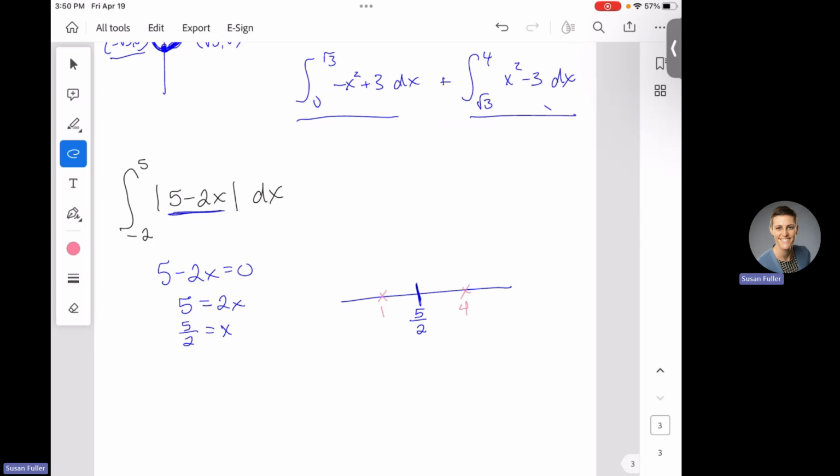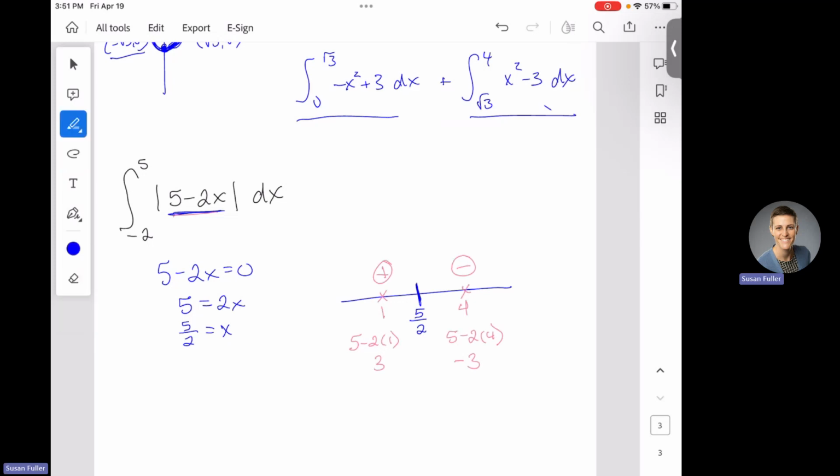All right, so I'm going to plug these into 5 minus 2x to see whether that's positive or negative on either side. So if I plug 1 in, I get 5 minus 2 times 1. That's 5 minus 2, which is 3. We're positive over here. That's where my y values are positive. We're above the x-axis. And if x equals 4, I get 5 minus 2 times 4. 5 minus 8, that's negative 3. And that means that my y values are negative here.